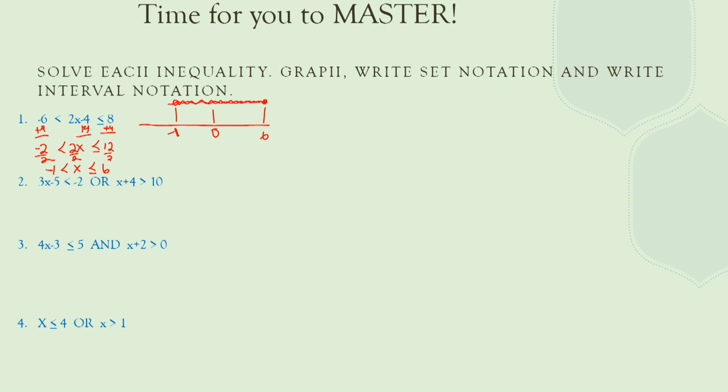All right, so then I'm going to do my interval notation first. So since it's an open circle, I have parentheses, negative 1, comma, 6, bracket. Also x such that negative 1 is less than x and x is less than or equal to a positive 6. Good job. Let's do number 2.